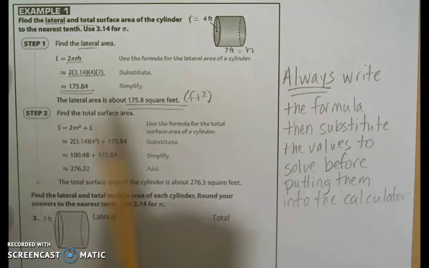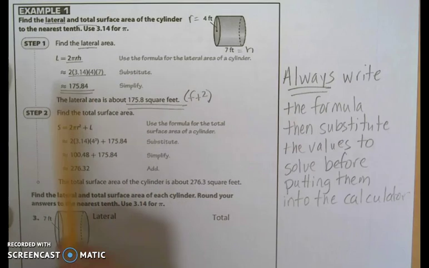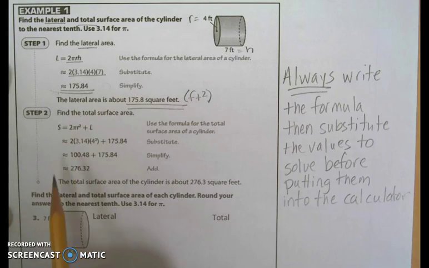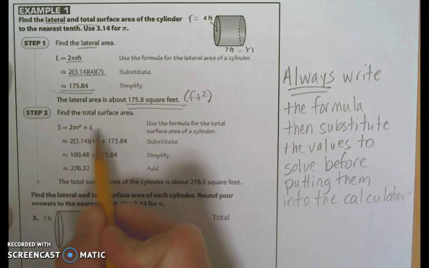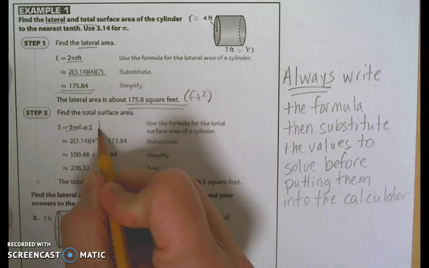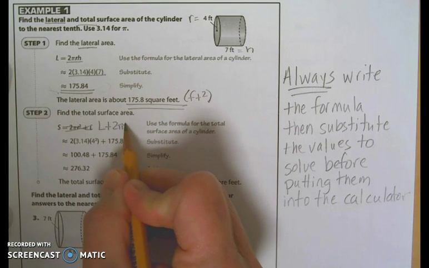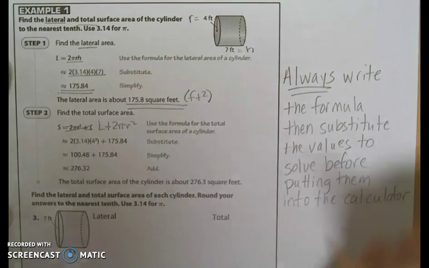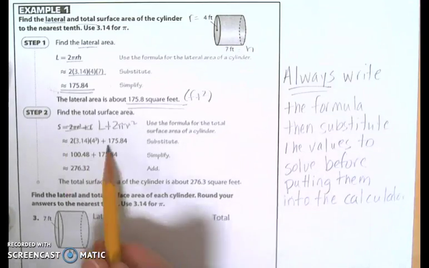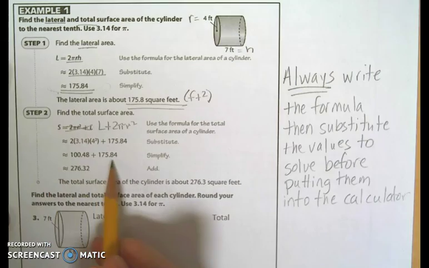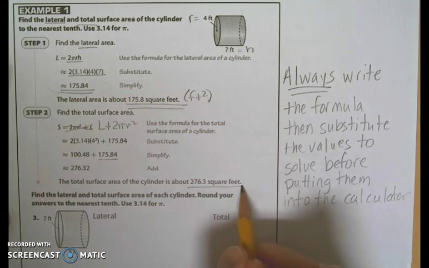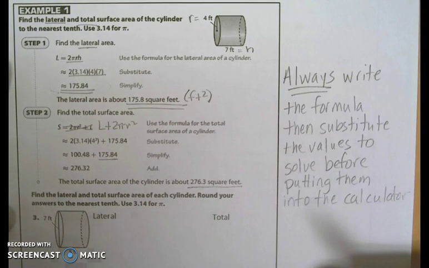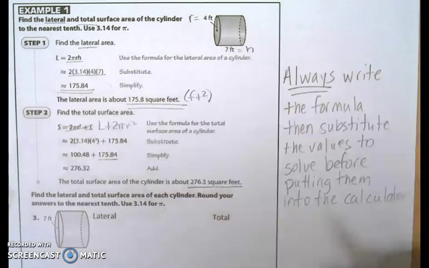So you already have this information in the calculator, which makes this a lot easier. Now you're just going to add in plus the 2 pi r squared. You've got your information already in, and you add this next piece to it. So your total surface area is 276 3/10 square feet. You're going to get a better example when I show you number 3.